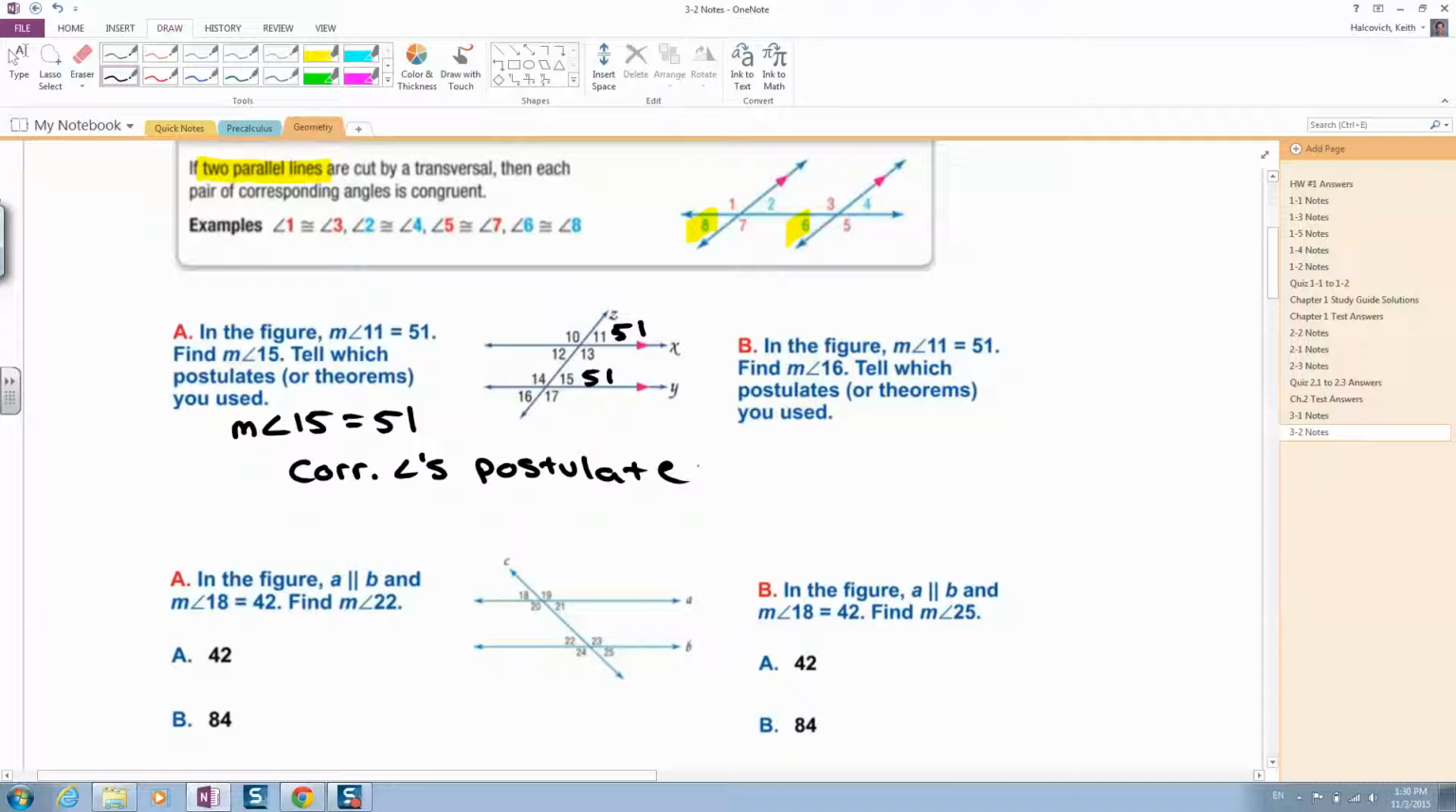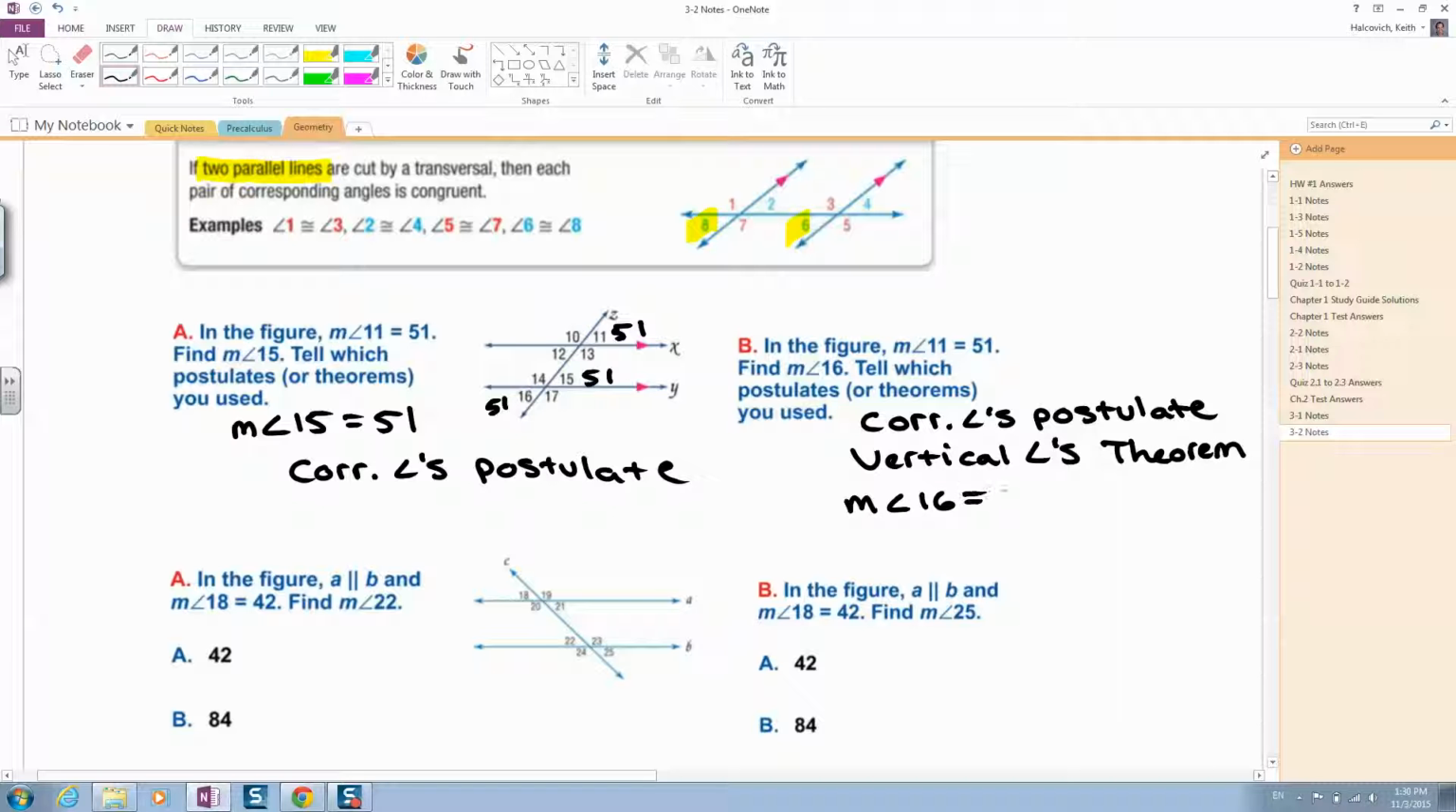The next one, it says angle 11 is 51, and what is the measure of angle 16? That is also 51 because it's vertical to 15. So the postulates you used are the corresponding angles postulate, and then you use the vertical angles theorem. And the measure of angle 16 is 51.